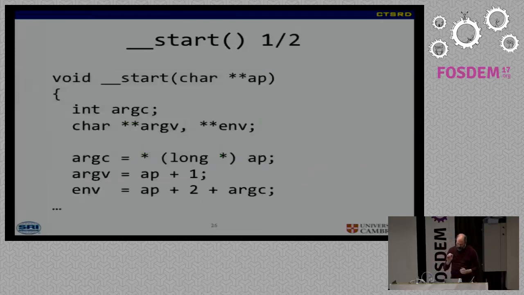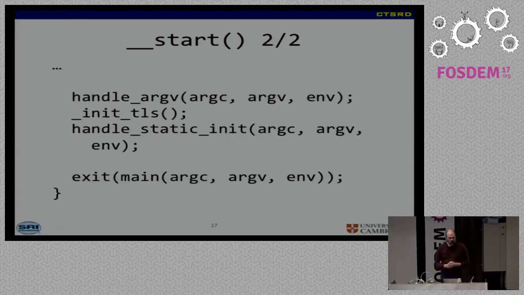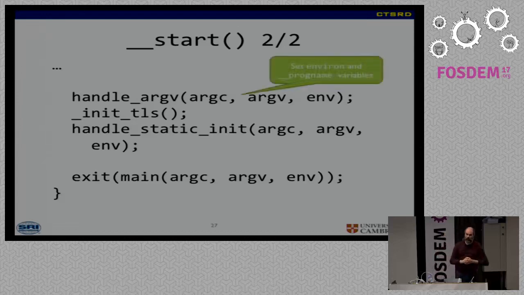The first half of _start, which is a very simple function, sets up argc, argv, and an environment pointer. These are then passed to this function, handle_argv, which processes argc and argv a little bit, and then sets up the environment pointer, the environ array. It also sets the program name variable, which is used for programs to query how they were run.